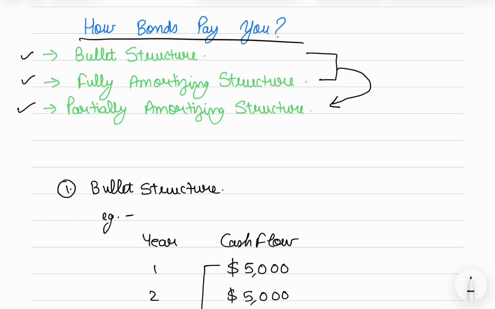So in the next video, I will be covering different types of bonds like the floating rate bonds, inflation linked bonds, and more.